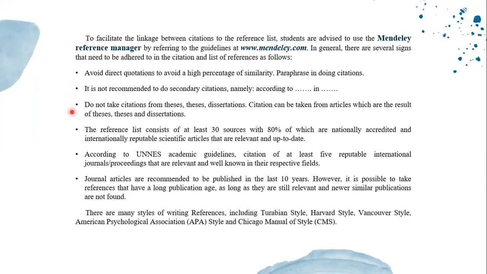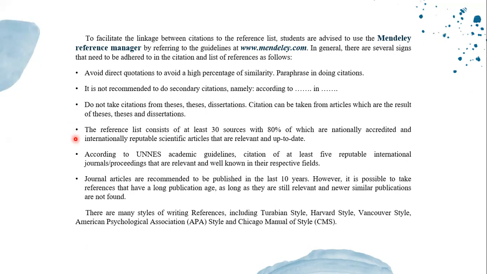Next, it is not recommended to do secondary citations, namely according to someone in someone. Next, do not take citations from theses, undergraduate theses, or dissertations. Citations can be taken from articles which are the result of these theses and dissertations.